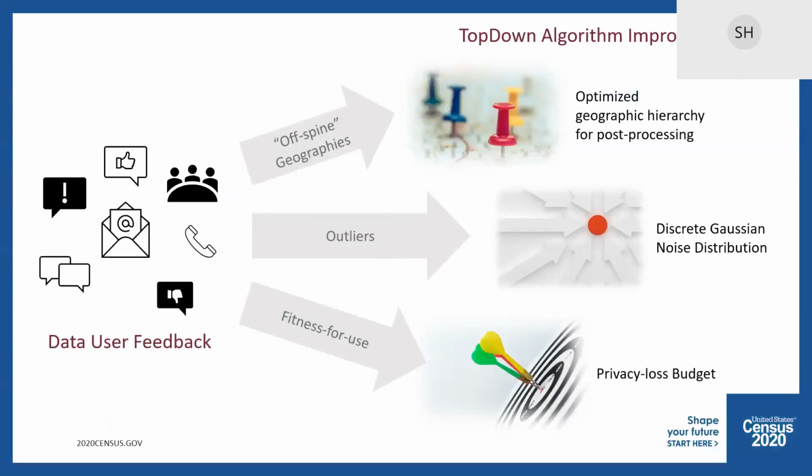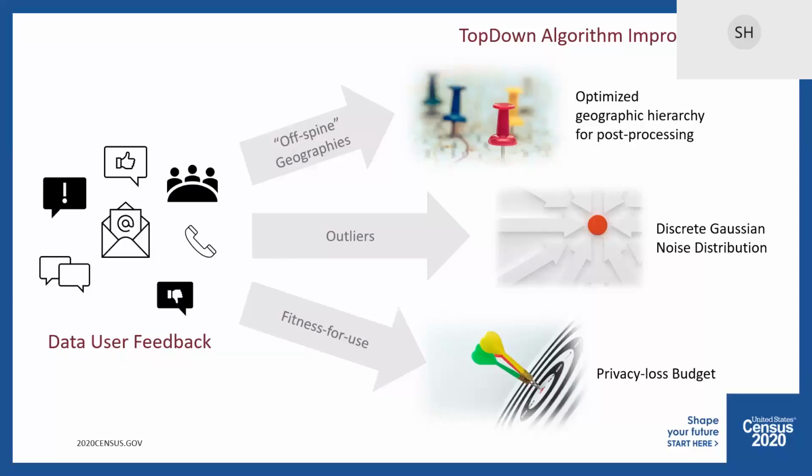As I mentioned, we've been getting feedback through a wide variety of forums and from a diverse range of data users and other stakeholders. 3 of the pieces of information that we received a lot of feedback on led to direct, important changes to the top-down algorithm's implementation that are reflected in the demonstration data that we just released. The first of these had to do with what we call off-spine geographies.